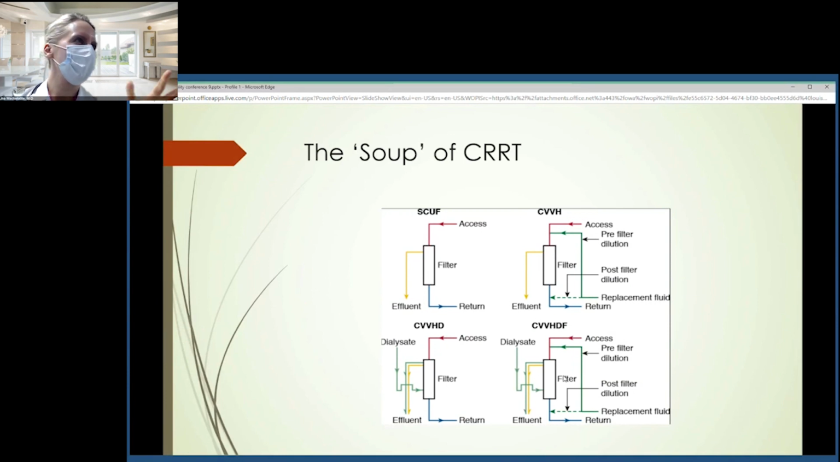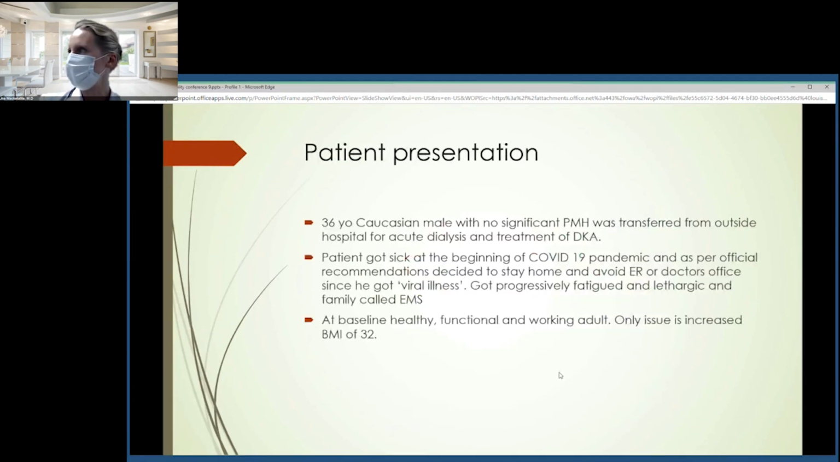Usually we combine everything, then you don't compromise the clearance that much. You can adjust it depending on if it's clotting or not, filtration fraction, and it gives you a lot of work to do with the filter depending on how each patient does. So these are the types in the alphabet of all the CVVHDFs. Now we're going to get to the patient.